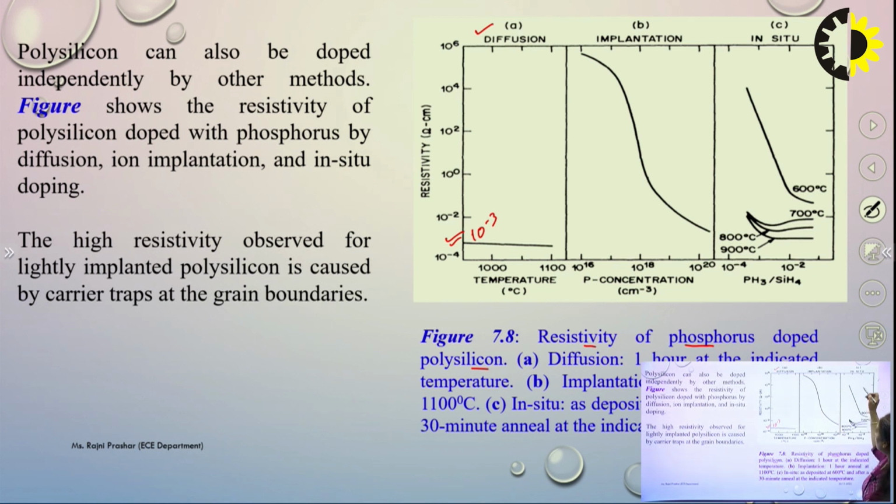And if the phosphorus doping in polysilicon is done in an in situ environment, we can see a very sharp degradation of resistivity as you increase the temperature. So we have seen that the resistivity is affected not only by the dopant, but also by the process parameters, the process in which we dope the phosphorus.